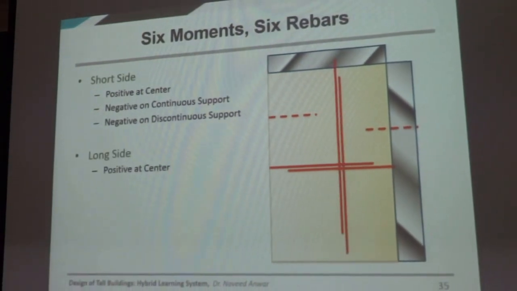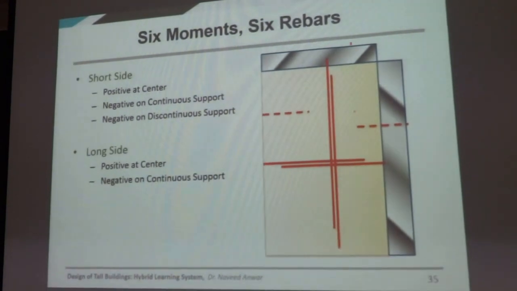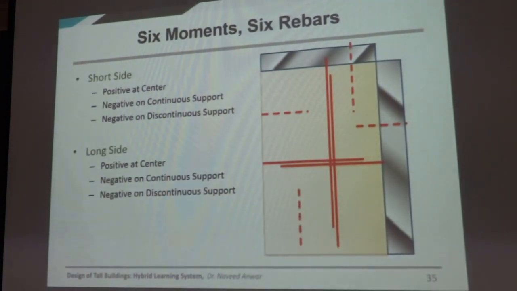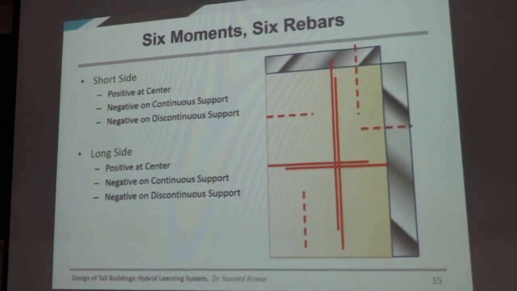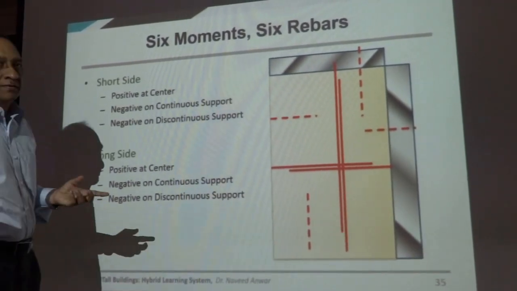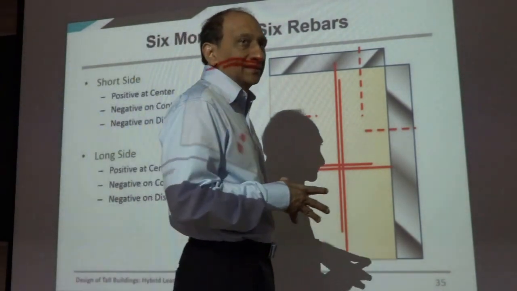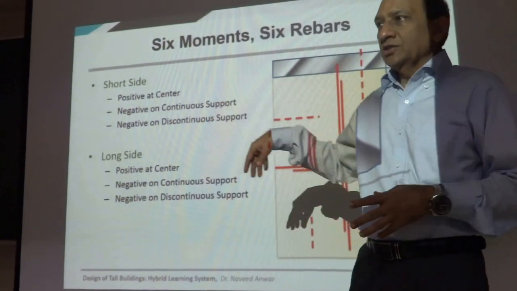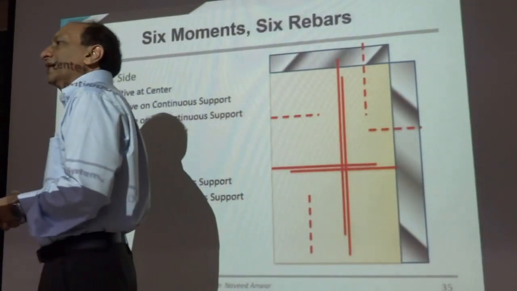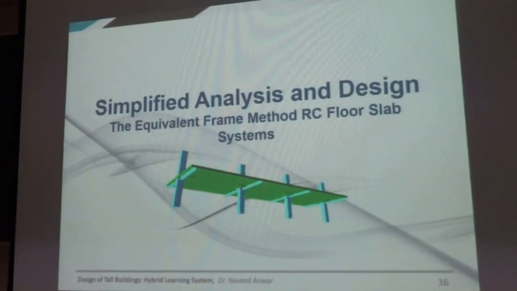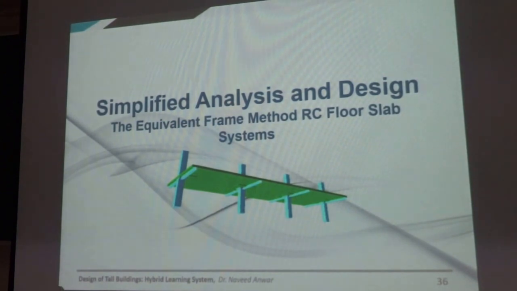Long side, same thing, 1, 2, and 3. So basically, when you design two-way slabs like this one, you need 6 reinforcement quantities to be calculated, 3 in each direction, right? So 6 moments, 6 steel bars, and that's why it takes a while. Next one, maybe we do it next time.